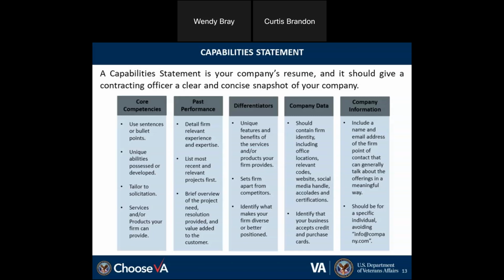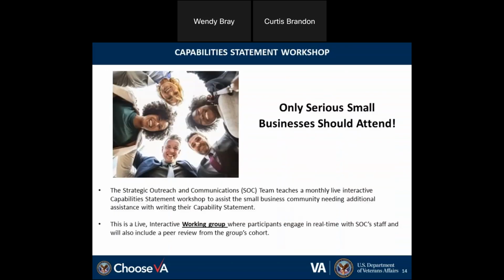You want to also remember what I said earlier about being viable, meaning that your business is able to meet all those requirements that are there.